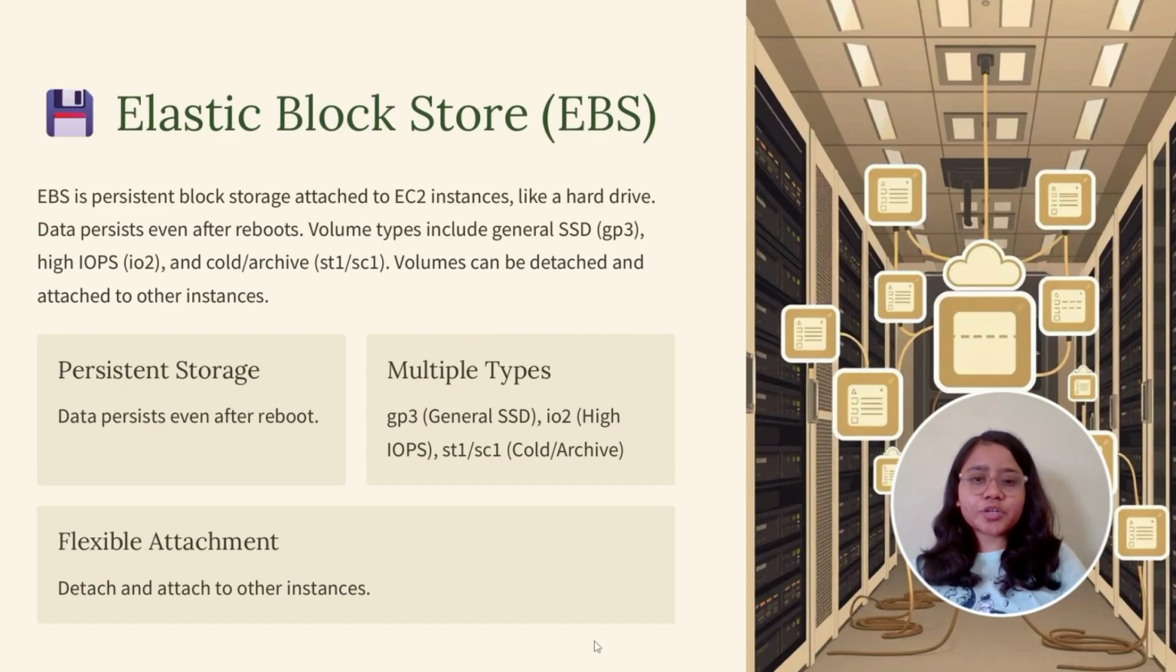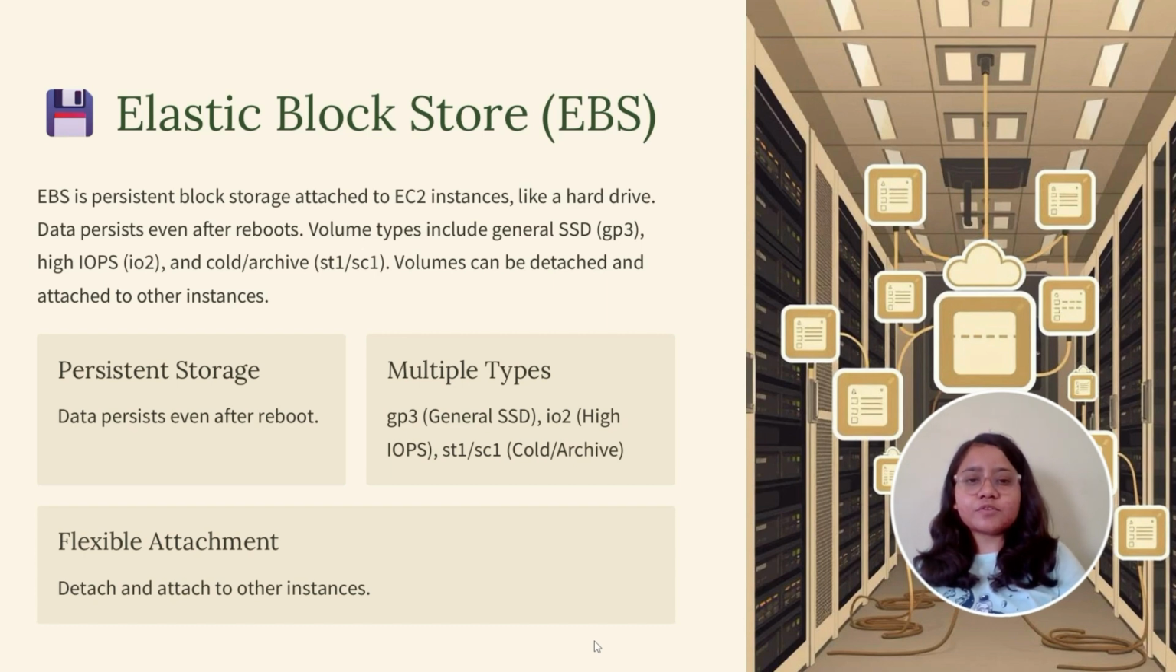Alright, next up, storage. EC2 uses EBS, which stands for Elastic Block Store. Think of EBS like a USB drive or external hard disk attached to your cloud server. It's durable, scalable, and persistent. Even if your EC2 instance is stopped or terminated, your EBS volume can remain.